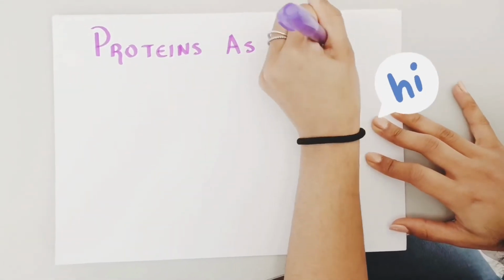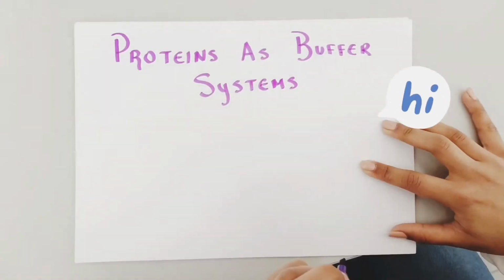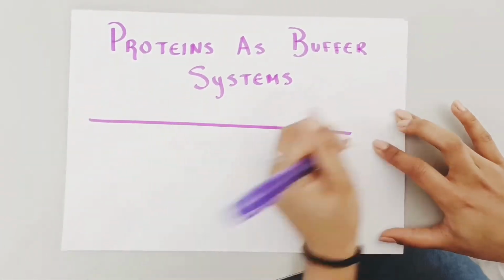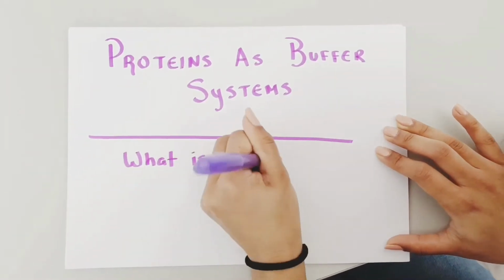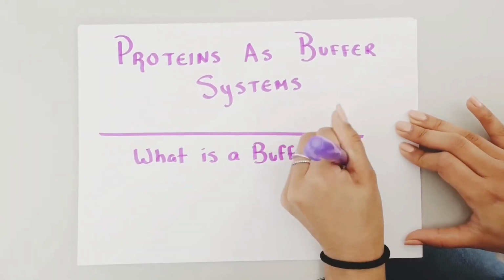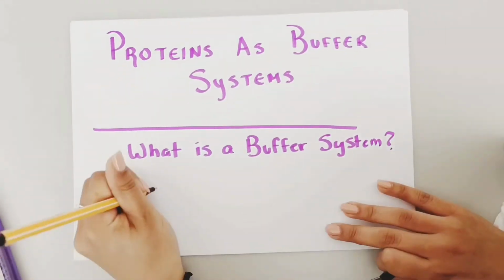Hello guys! Today we are going to learn how proteins act as buffer systems. So, the big question is, what is a buffer system? Well, a buffer system is something which helps us to control the acidity of a solution. And proteins act as buffer systems as well because they maintain the acidity in our cells.